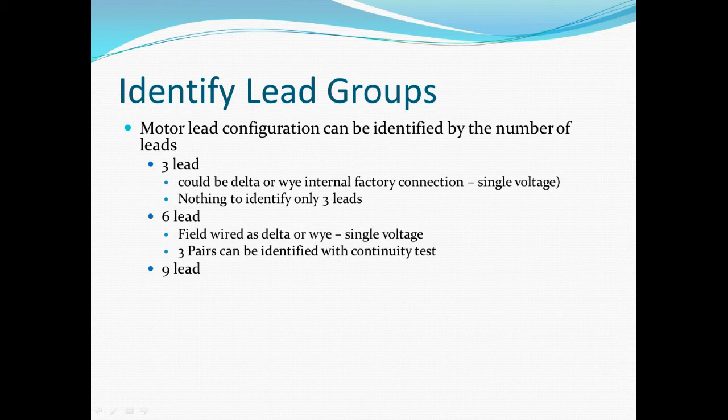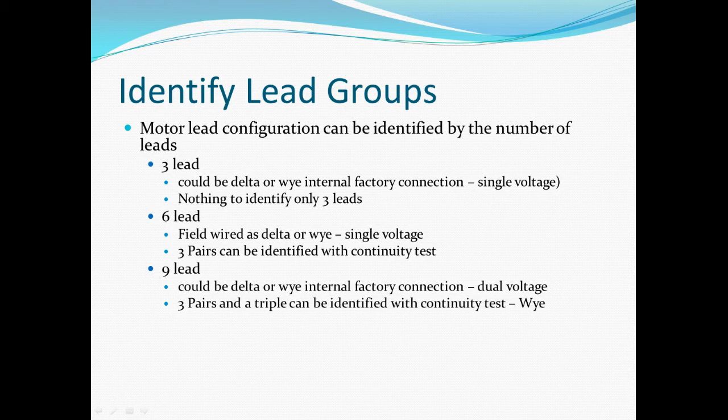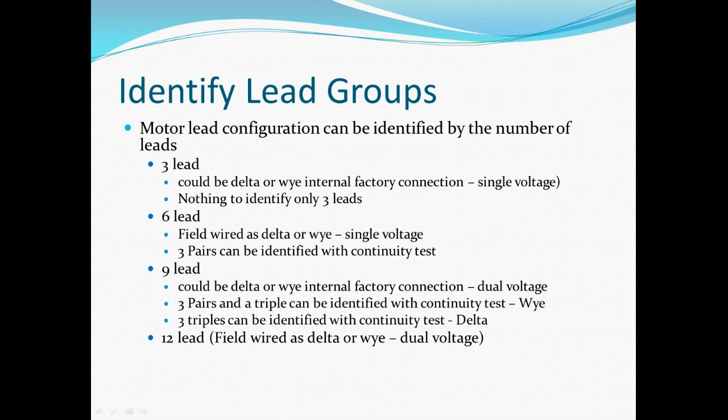A 9-lead motor can be either delta or Y wired by the factory. They're dual voltage, and the characteristics are that we're either going to come up with 3 pairs and a triple with our continuity test, or we'll have 3 different triples that we can identify. That would be the delta configuration. And of course a 12-lead, really what we can identify is the 6 pairs with our continuity test.